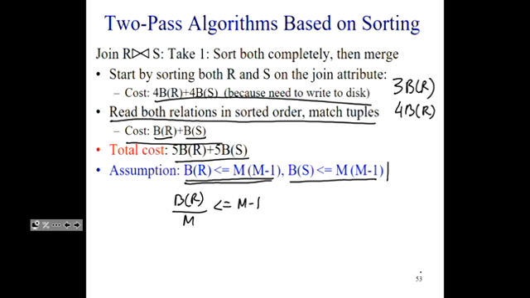Okay, but it turns out I can do something smarter, so let's try to figure out what I can do. Any thoughts on what I might be able to do in order to do this better? Do I really need to sort the relations in entirety before I do a merge? Is there a step that I can skip?